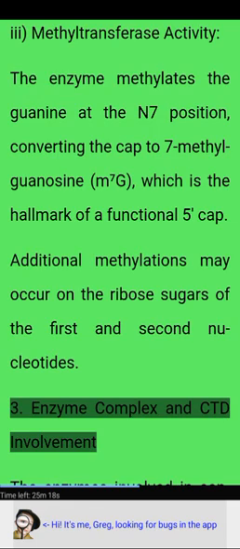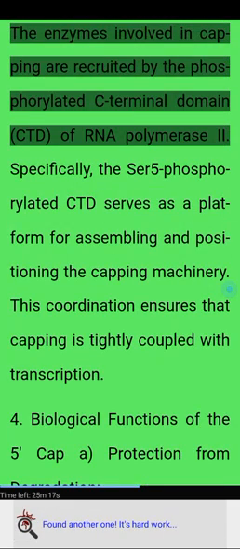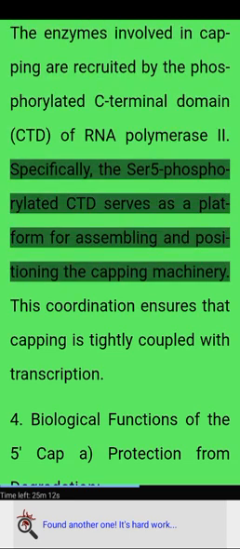3. Enzyme complex and CTD involvement. The enzymes involved in capping are recruited by the phosphorylated C-terminal domain (CTD) of RNA polymerase II. Specifically, the Ser5-phosphorylated CTD serves as a platform for assembling and positioning the capping machinery.